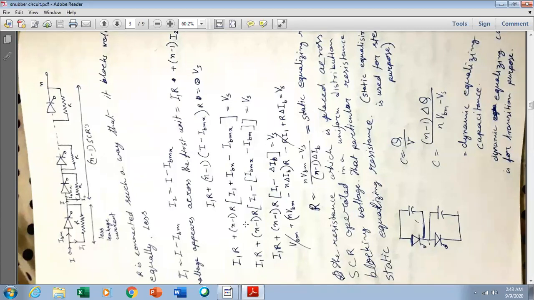So from that ultimately we can get the R value, which is actually the static equalizing resistance. The resistance which is placed across each SCR gives a uniform distribution of blocking voltage. So that particular resistance is called the static equalizing resistance. Static equalizing resistance is used for steady state purposes.